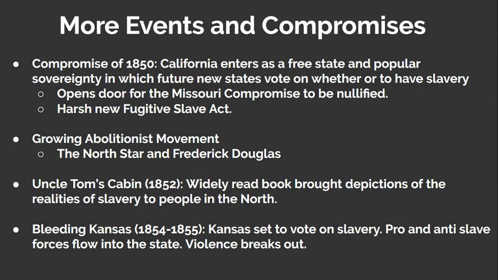There's also, from the 1820s onward, a growing abolitionist movement. Now, there are several key players in this, but if you're going to write an essay on it, one of the biggest ones you should know and put in there is Frederick Douglass and his abolitionist magazine, The North Star. Another big event, or actually this is more of a book, is Uncle Tom's Cabin. This was written by Harriet Beecher Stowe.